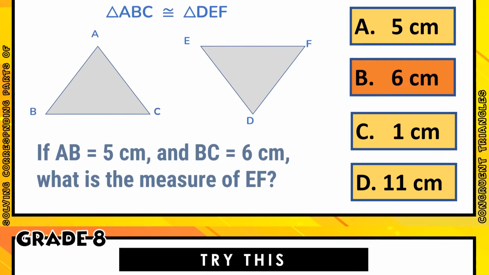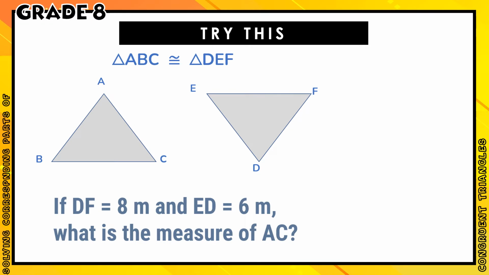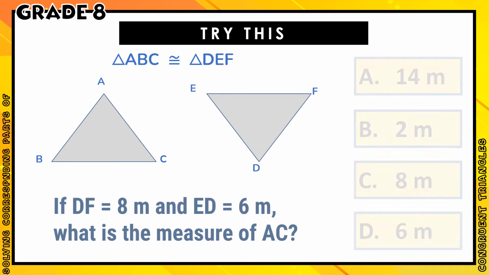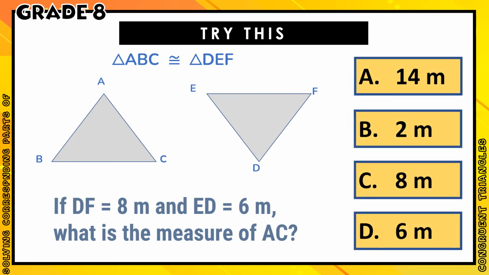Next, if DF measures 8 meters and side ED measures 6 meters, what is the measure of AC? The answer is 8 centimeters because DF corresponds to AC.